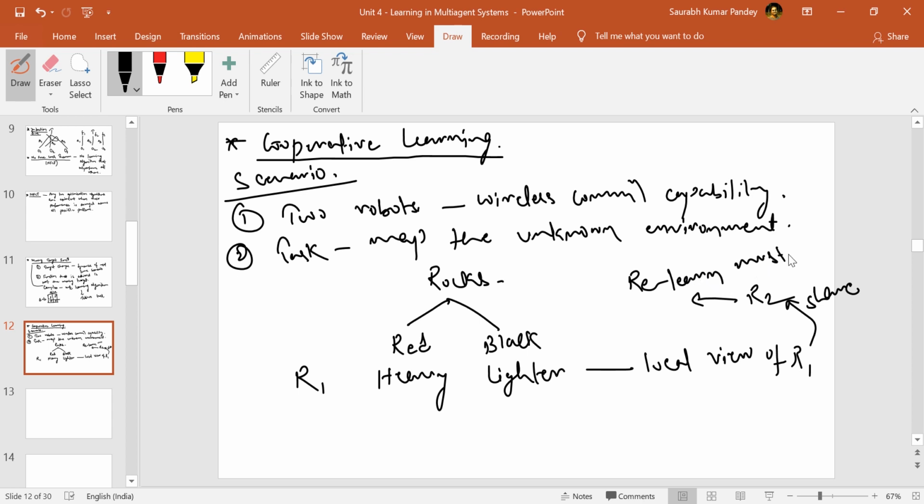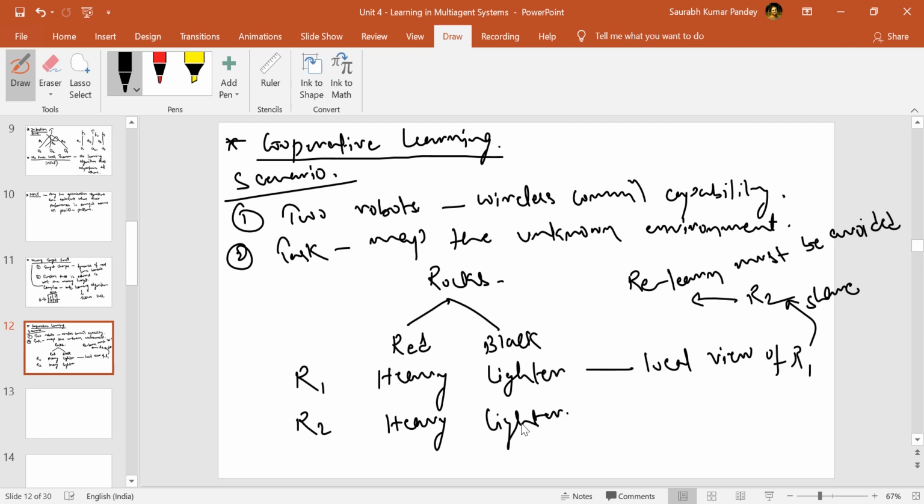Relearning must be avoided. So they don't want to relearn the same thing, right? So now R2, when receiving, will have in its information that red is heavy and black is lighter. So R2 will go directly and do the operation of lifting the black rock.